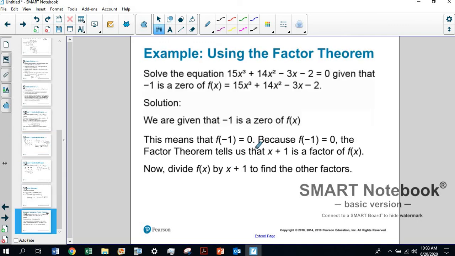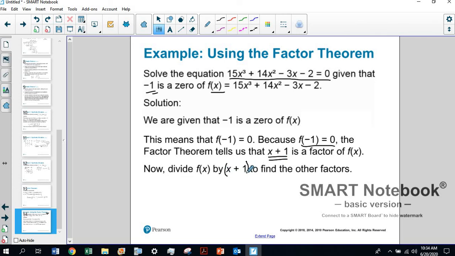How do we apply it? This is the type of problem you'll be given. Solve the equation, this polynomial equal to 0, given that negative 1 is one of the zeros of that function. So 15x cubed plus 14x squared minus 3x minus 2, if you plug negative 1 in there, you get 0, because negative 1 is a 0 for that. x minus negative 1, in other words x plus 1, is a factor of f of x. If you plug negative 1 in here, you get 0.